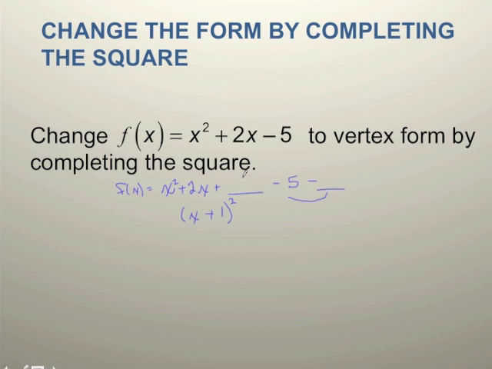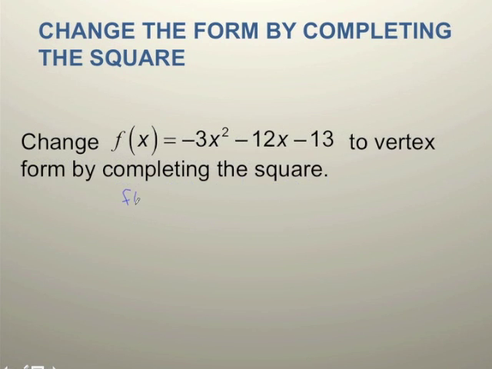Remember that 1 squared is 1. We're adding it, and we also subtract it. So combining these two terms, we get minus 6. So f of x equals the quantity x plus 1, squared, minus 6. And the vertex of this parabola is at negative 1, negative 6, because the plus 1 moves it 1 to the left, and the minus 6 moves it down.